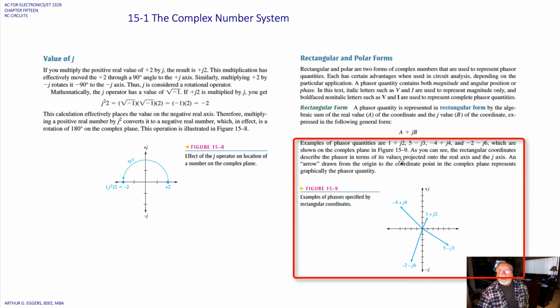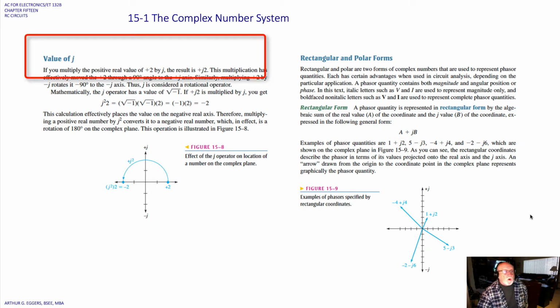Examples of phasor quantities are 1 plus J2, 5 minus J3, minus 4 plus J5, minus 2 minus J6, which we saw in the last example. These are shown in figure 15.9. As you can see, the rectangular coordinates describe the phasor in terms of its values projected onto the real axis and the J axis. An arrow is then drawn from the origin to the coordinate point in the complex plane, and it represents graphically the phasor quantity.